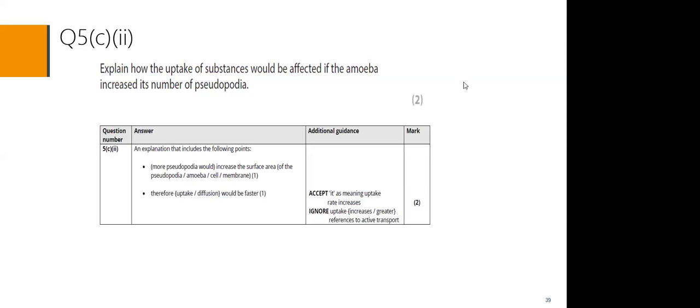Right, we're going to go on to look at a question that is based on information that was given about an amoeba: explain how the uptake of substances would be affected if the amoeba increased its number of pseudopodia. So the answer has to have an element of explanation. So it says, what would happen if the pseudopodia were increased and why that would affect the uptake of substances?